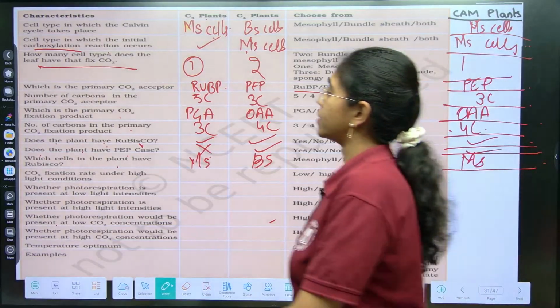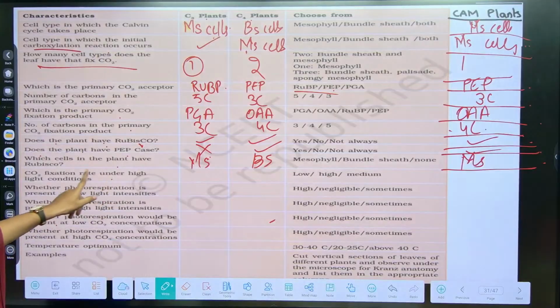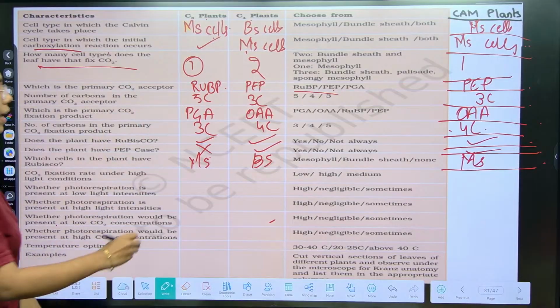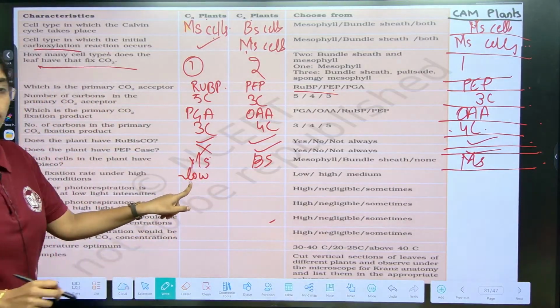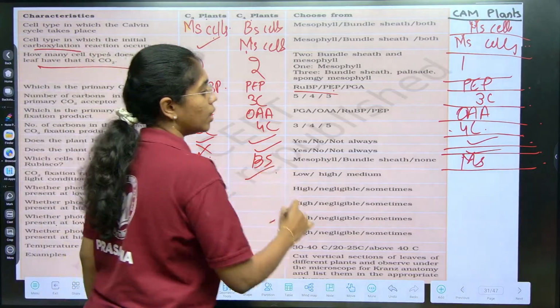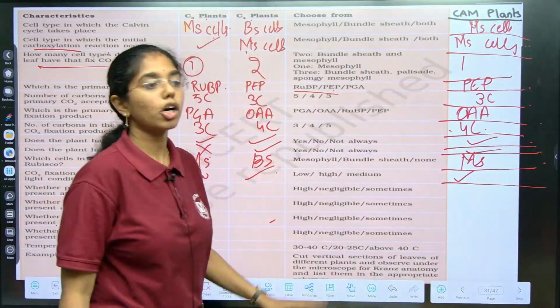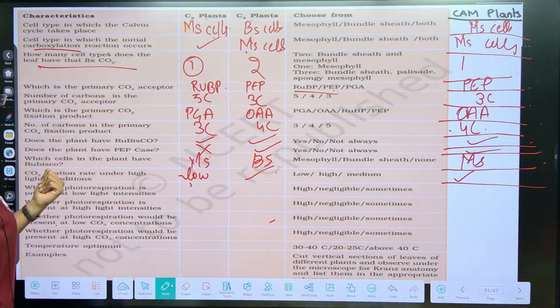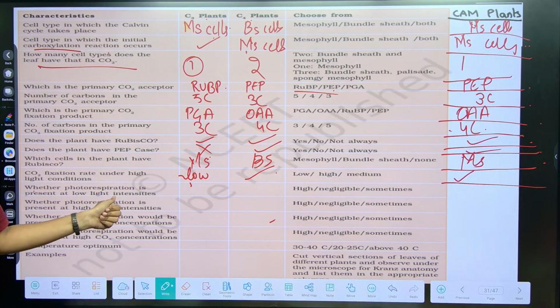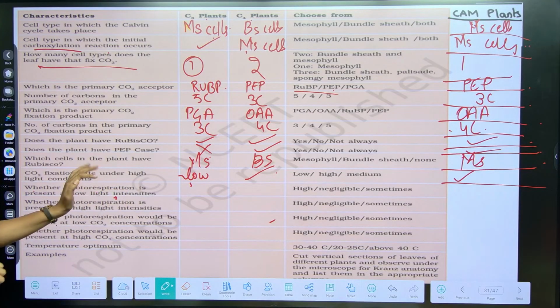Okay. Next. Carbon dioxide fixation rate under high light conditions. Under high light conditions, does carbon dioxide get fixed? Very low in C3 because they are temperate, no? Rubisco will bind with oxygen. In C4 it will happen as usual. In CAM also it will happen as usual because both of them have adaptations. Next. Whether photorespiration is present at low light intensities? No. At low light intensities, photorespiration is negligible.